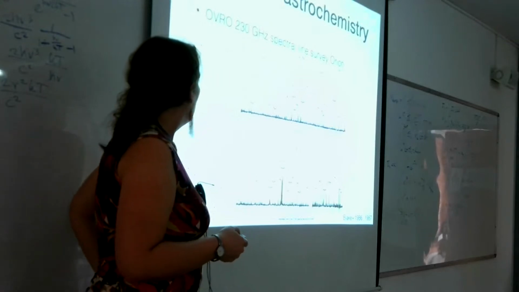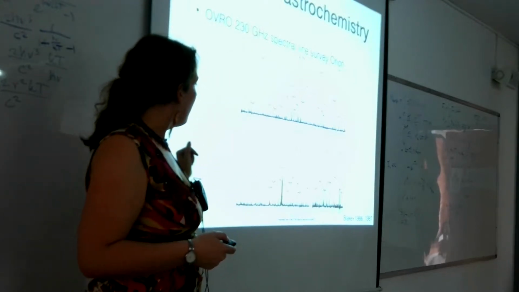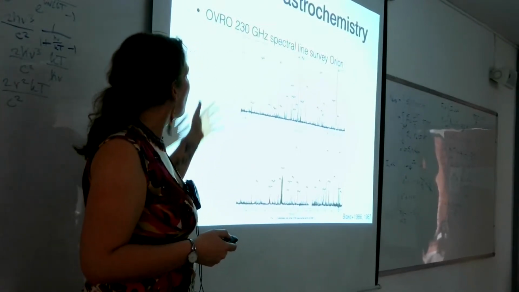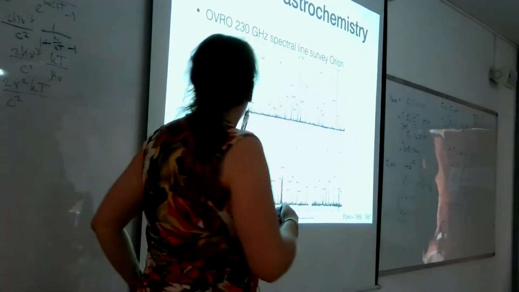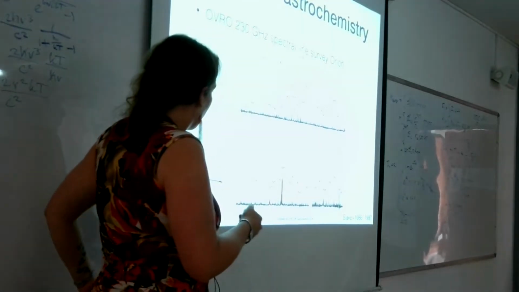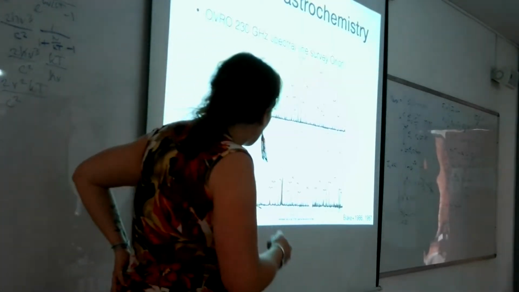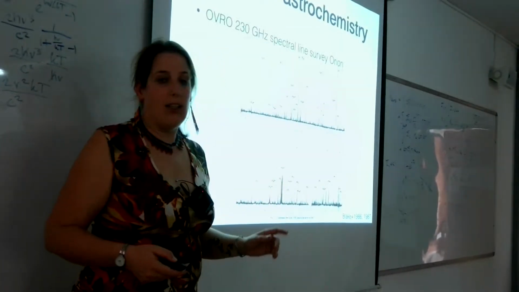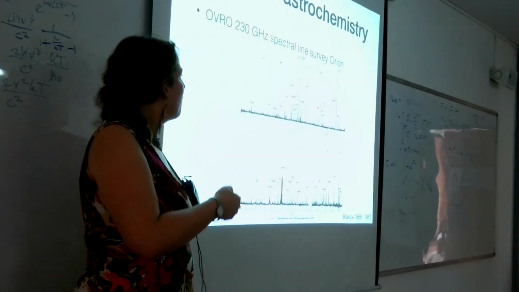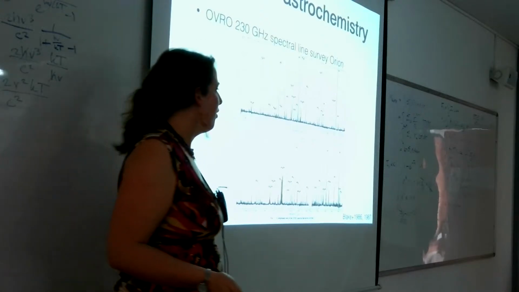millimeter wavelengths. So here, just as an example, this is a spectral line survey in the star-forming cloud Orion. And as you can see, the frequency range is 200 to 260 gigahertz, and there are many different features, all related to different molecules.